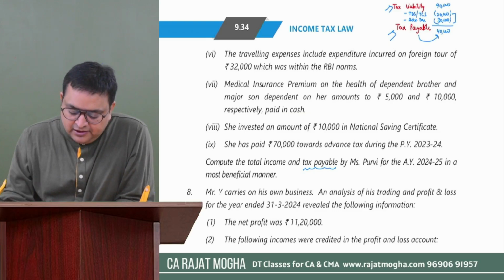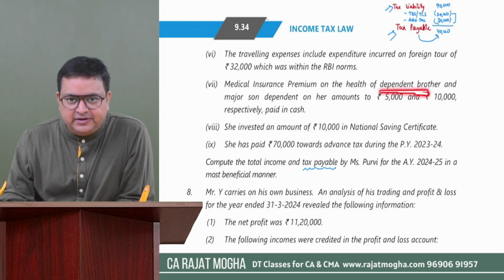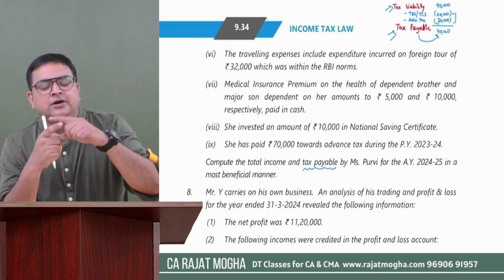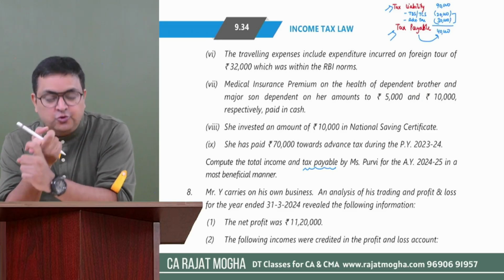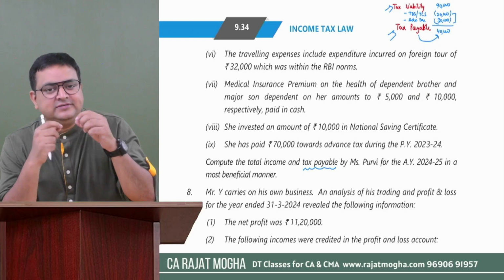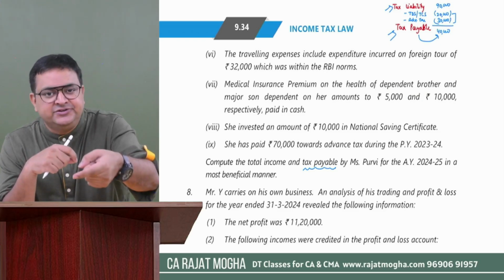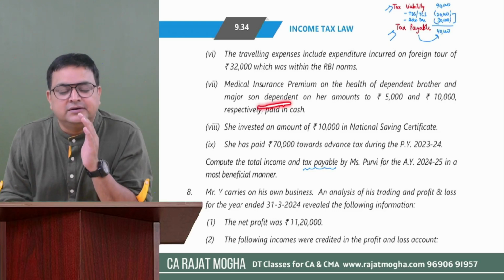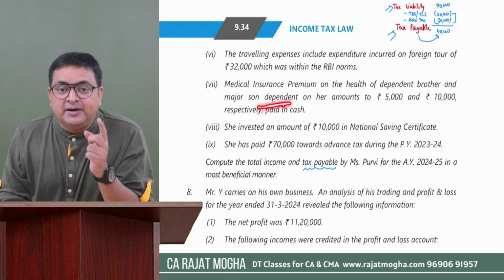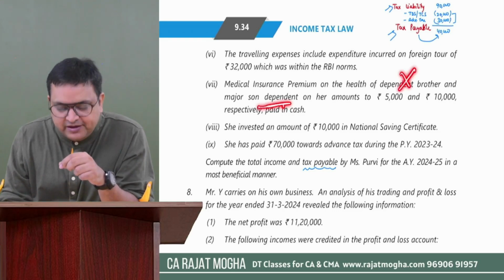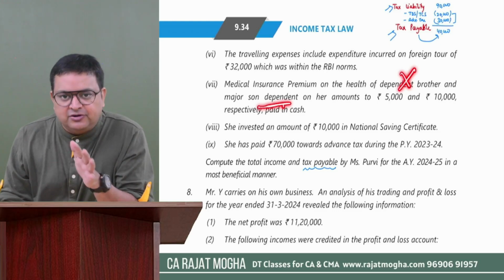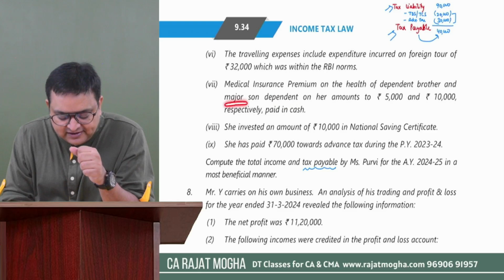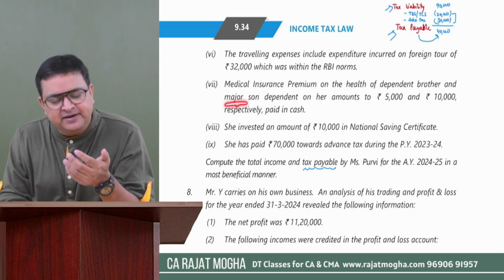Second thing, for dependent brother, it is not allowed, right? Because brother doesn't come in that definition. For 80D, for whom can we pay? We can pay for self, spouse, or dependent children. So dependent son, we can provide the 80D deduction for. But here, the dependent brother would not be covered. Parents are covered, but not the dependent brother. So dependent son we can allow. Although this son is a major son, it's okay. He is dependent, so we can allow.